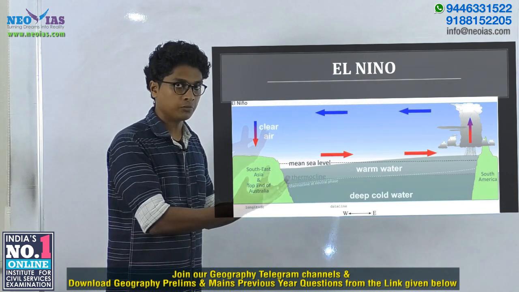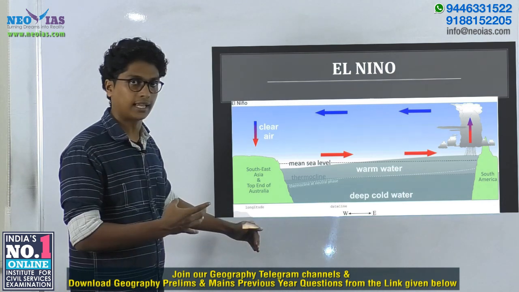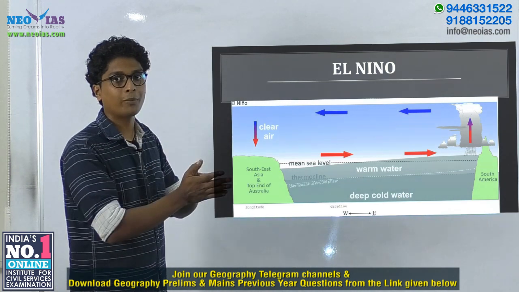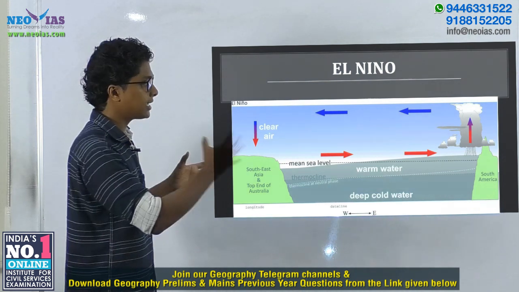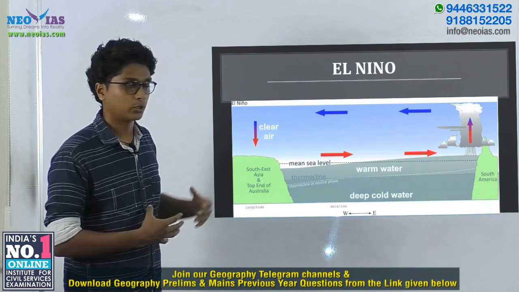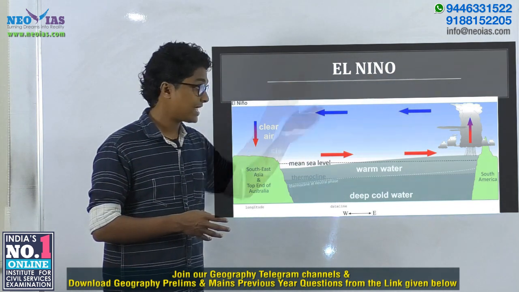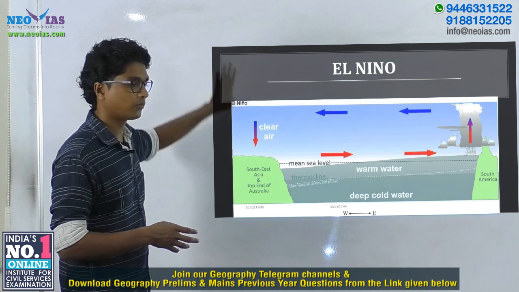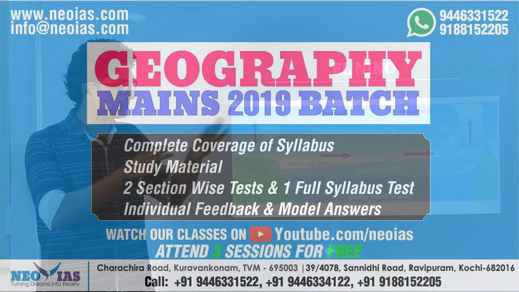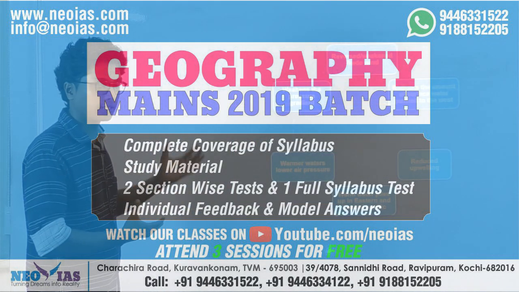At the same time, for the Australia and Indonesian region, since the air is descending, cloud formation will be discouraged and rainfall will be reduced. So these are the direct impacts of El Nino. During El Nino, more rainfall will be for the South American coast or the Eastern Pacific, and reduced precipitation will be in the Western Pacific. Next, let's see the important points in the formation of El Nino.